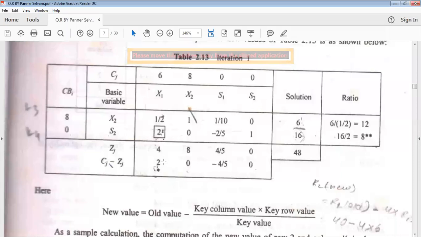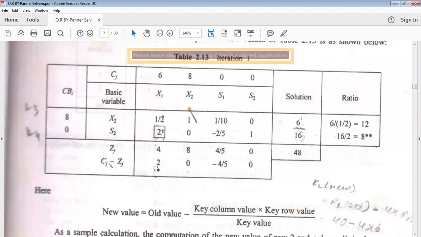Cj minus Zj means 6 minus 4, it is nothing but 2. Next, 8 minus 8, automatically 0. And 0 minus 4 by 5, it is minus 4 by 5. 0 minus 0, 0. So like this, we got the values of Cj minus Zj. Among these, 0, negative, 0, and 2, the 2 is the only positive value. He has marked it with a single star. It is nothing but the key column. And in the key column, the values are nothing but half and 2.